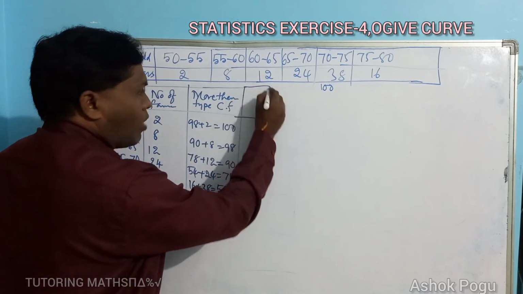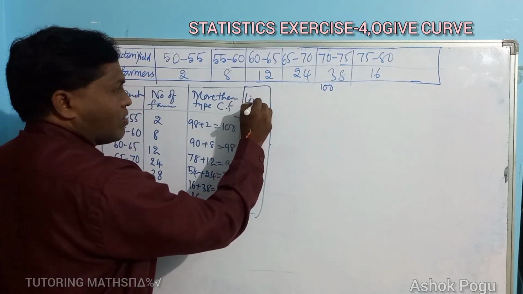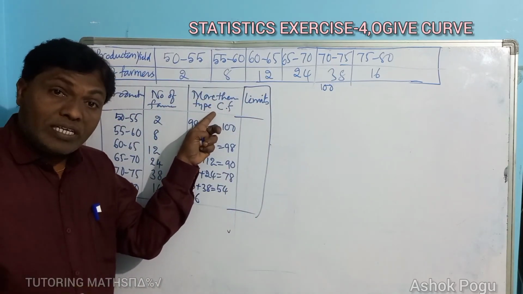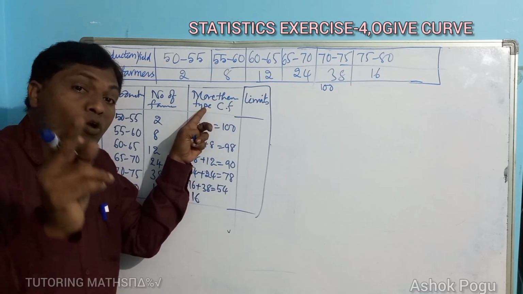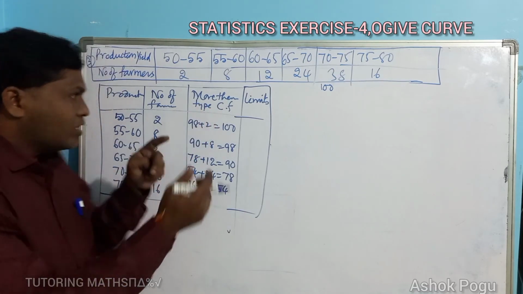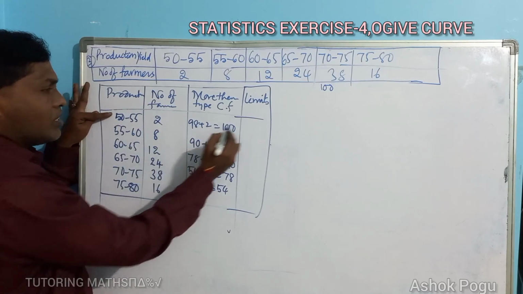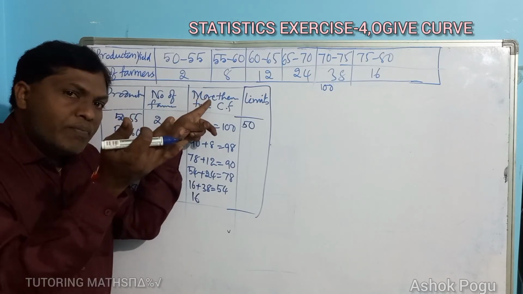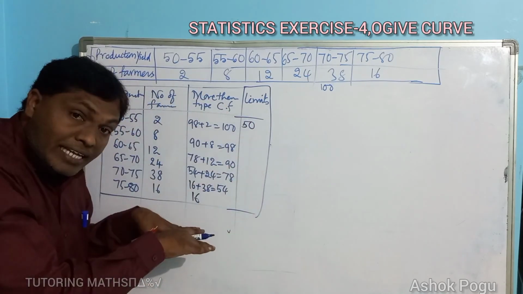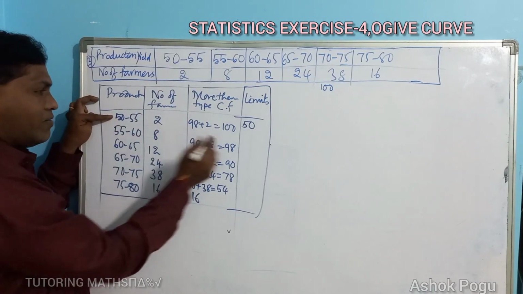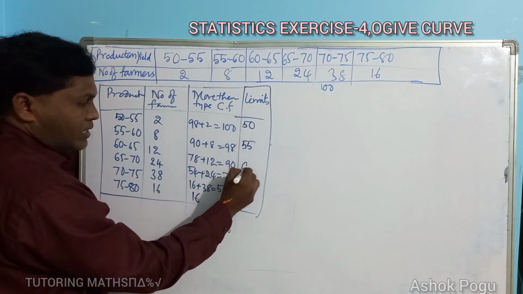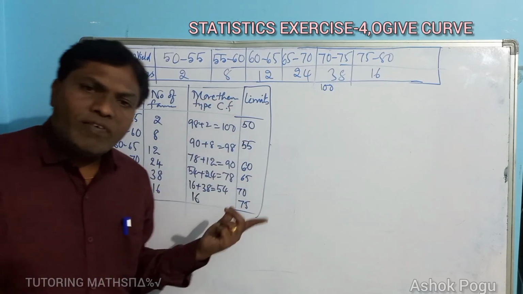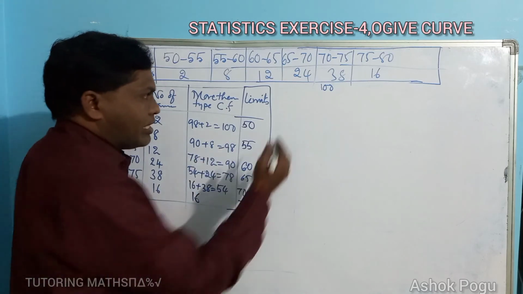And also we require limits. Which limits? It is more than type cumulative frequency, so we require lower limit, not upper limits. Lower boundary means left side values. The relation is quite opposite. More than type means lower boundary. Less than type means upper boundary. Left side values 50, 55, 60, 65, 70 and 75. Now all the values are taken. Now you just draw the graph.